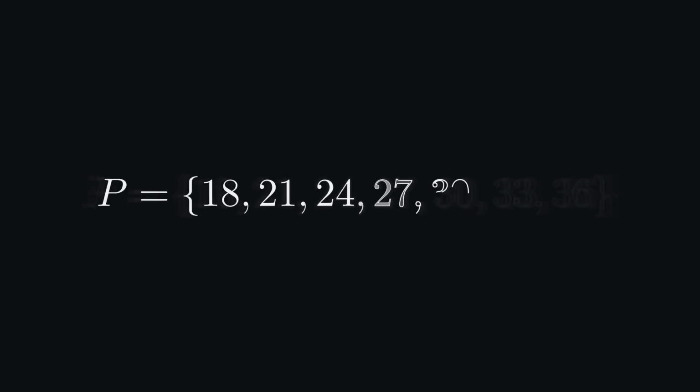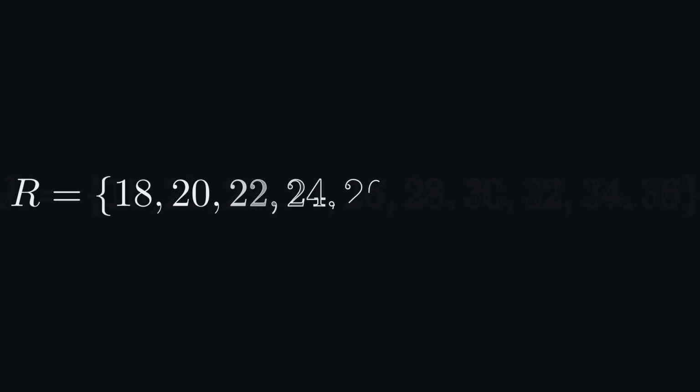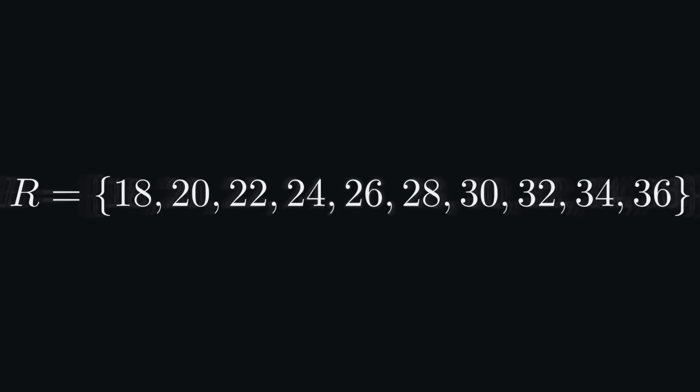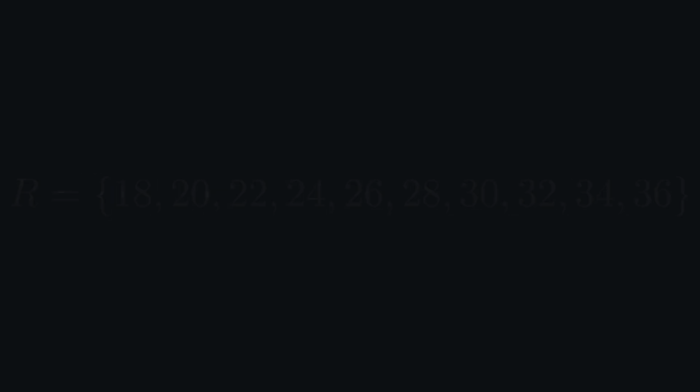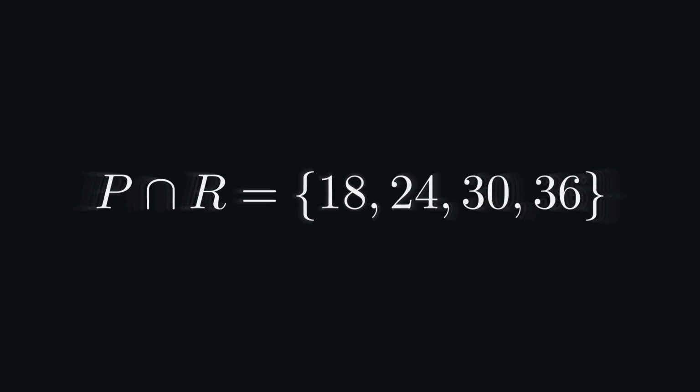Set P includes 18, 21, 24, 27, 30, 33, and 36. Set R includes 18, 20, 22, 24, 26, 28, 30, 32, 34, and 36. The common elements are 18, 24, 30, and 36. So, P intersect R equals 18, 24, 30, and 36.